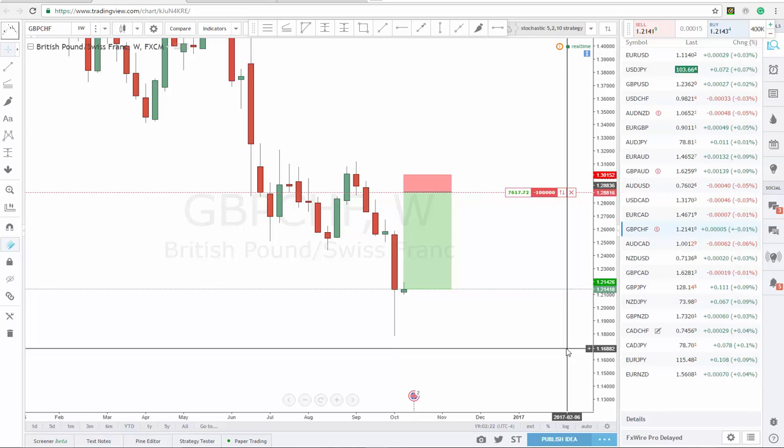Today we're going to be taking a look at some long-term investment analysis on the four most popular pairs in Forex. Those four pairs are the Euro dollar, dollar yen, pound dollar, and dollar Swiss.